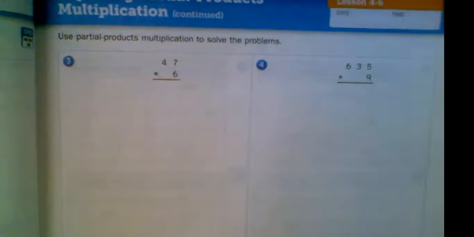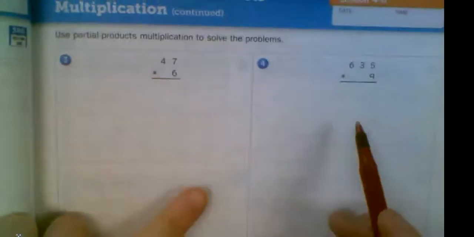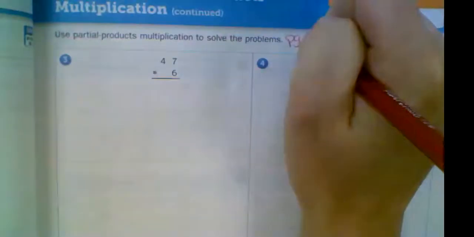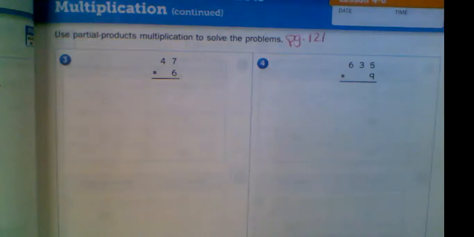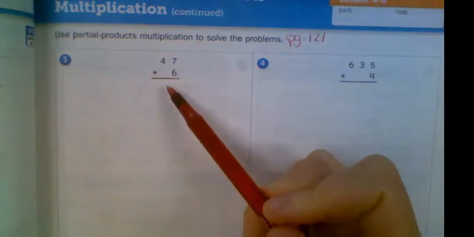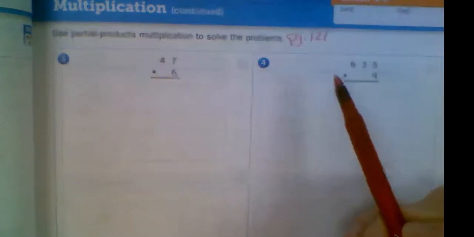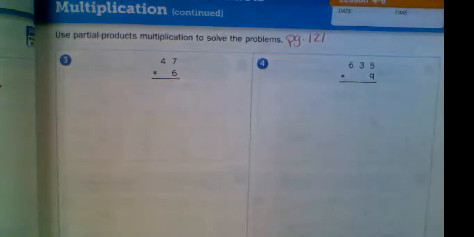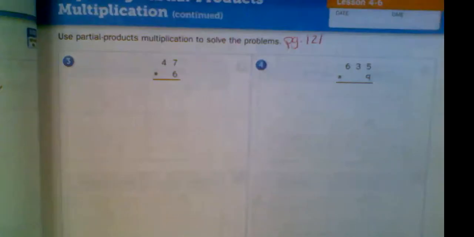Okay, I want you to try number 1 on your own, and then we'll come to... we're on page 121 right now in our math journals. Okay, and so you're trying number 3 on your own, and we're going to check in at number 4. So stop the video when you're done. Okay, so we're checking in.